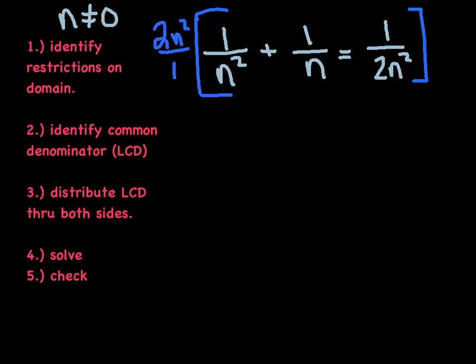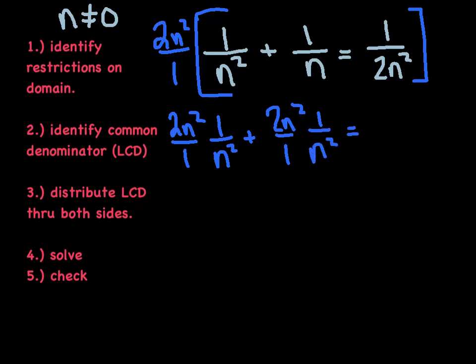I'm going to take my 2n squared and distribute it through. I'm going to go in slow motion here and show the distribution to each term, which is a little redundant, but I think if you're not having a ton of success on this particular topic, this is really going to pay off.